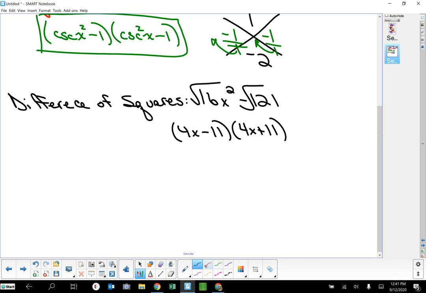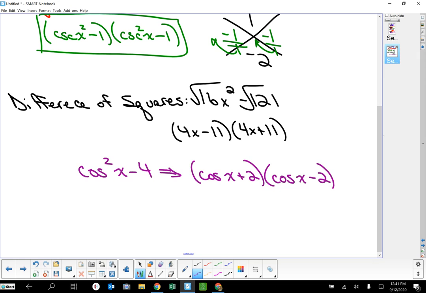Same thing is going to happen if you have trig functions. So let's say we have cosine squared x minus 4. Well, that will factor into cosine x plus 2 and cosine x minus 2. If you had a coefficient out here, let's say 25 cosine squared x, this will be a 5 cosine x and a 5 cosine x. That's all that would happen with that.